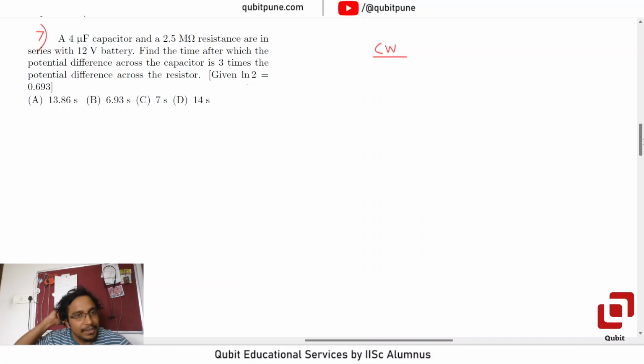A 4 microfarad capacitor and a 2.5 mega ohm resistance, ये micro है, ये mega है, 10⁶, are connected in series with a 12-volt battery. Find the time after which the potential difference across the capacitor is 3 times the potential difference across the resistor. Take ln2 as 0.693. Now look, whenever time is involved, they want you to find the time. You have to understand that this is an unsteady state condition.